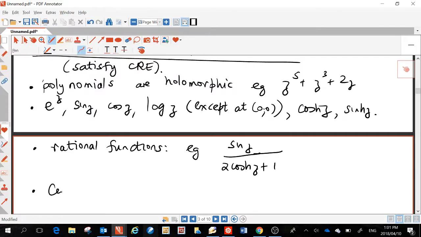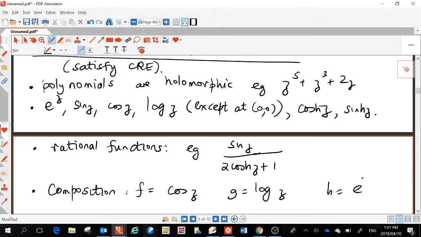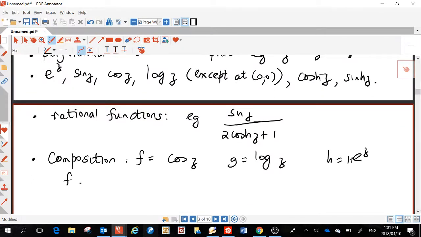Then you also have composition of functions. So if f is cos z, g is log z, and h is 1 plus e to the z, then if I do f of g of h, it will be cos of log of 1 plus e to the z. That would be holomorphic. It's a composition of all those functions.